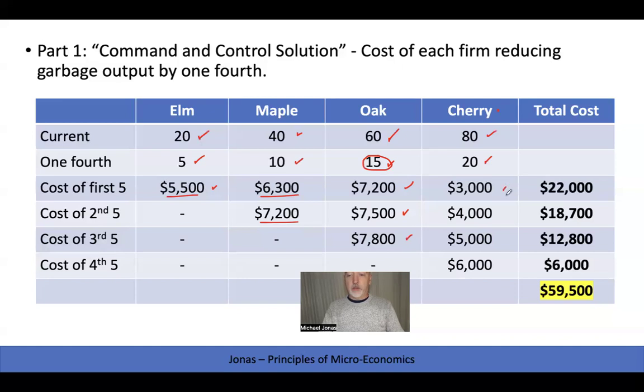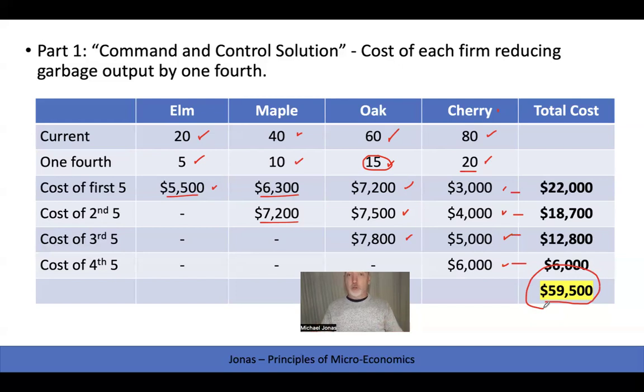And then finally, Cherry had the highest level of pollution, the highest number of units needed to be cleaned up, but also the lowest cost. So that'll come into play next. So it needed to clean up 4 chunks of 5 to reduce pollution by 20. And we add those up either by firm, column by column, or as I have here, by unit being cleaned up, row by row, and we get a grand total of $59,500 of cleanup costs.